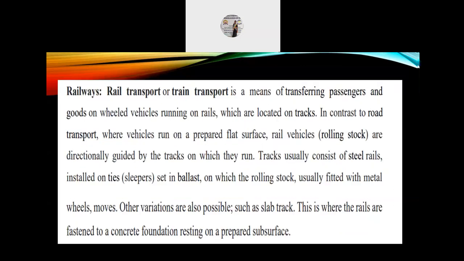Next, railways. Rail transport or train transport is a means of transferring passengers and goods on wheeled vehicles running on rails, which are located on tracks. In contrast to road transport, where vehicles run on a prepared flat surface, rail vehicles or rolling stock are directionally guided by the tracks on which they run. Tracks usually consist of steel rails installed on ties, that is, sleepers set in ballast, on which the rolling stock, usually fitted with metal wheels, moves. Other variations are also possible, such as slab track. This is where the rails are fastened to a concrete foundation resting on a prepared subsurface.